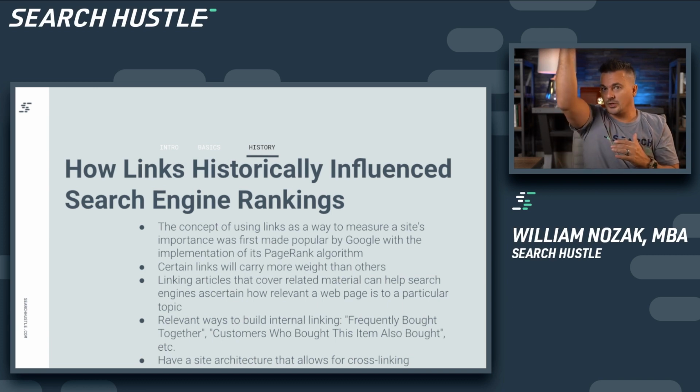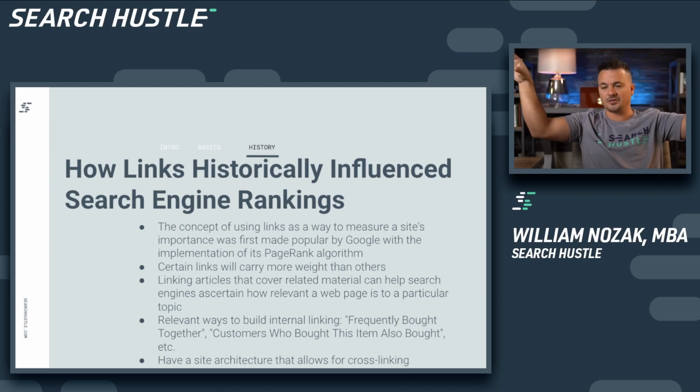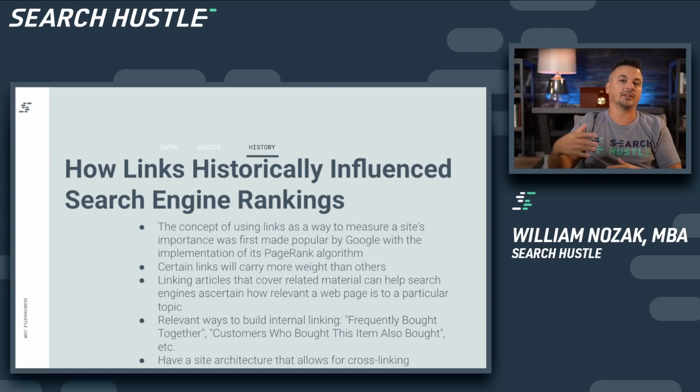And usually those are vertical. If we're looking at a hierarchy, those convertible pages, those interior pages or service pages, they really are more important than these complete guides. So link articles that cover related material, relevant ways to build internal linking, like frequently bought together. You've seen e-commerce sites do this, but you can also do this with blogs: related blog topics within a certain category or within a certain tag.